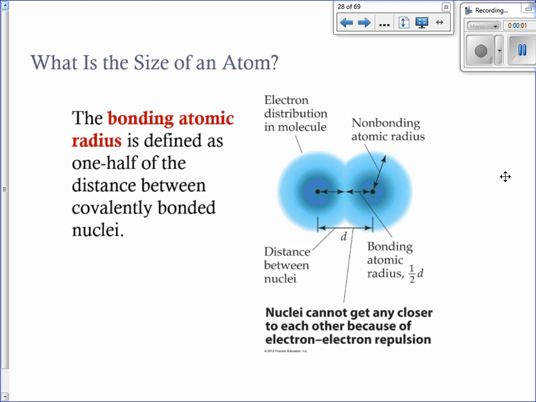Atomic radius. Back to that. Back to radius. So, please stop talking. Pay attention. We're moving on, and I'm going to go quickly. So, here you go. All right.